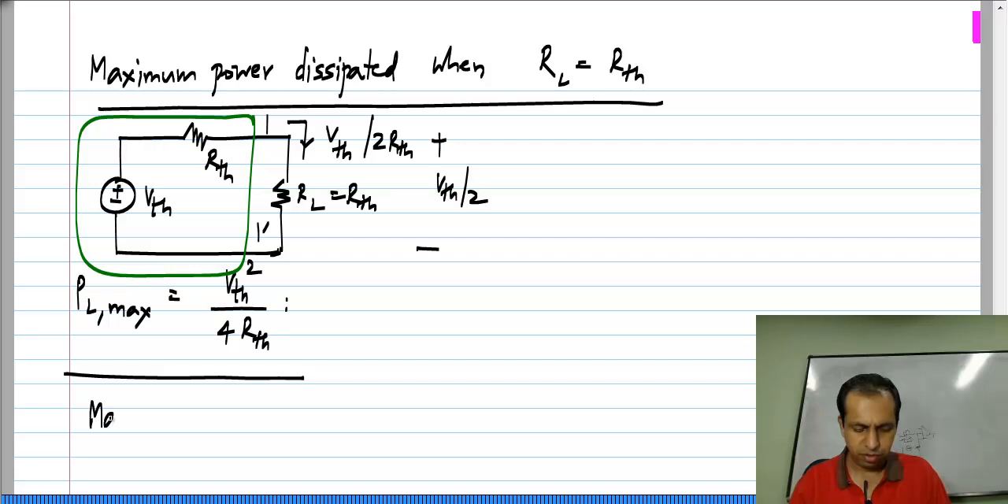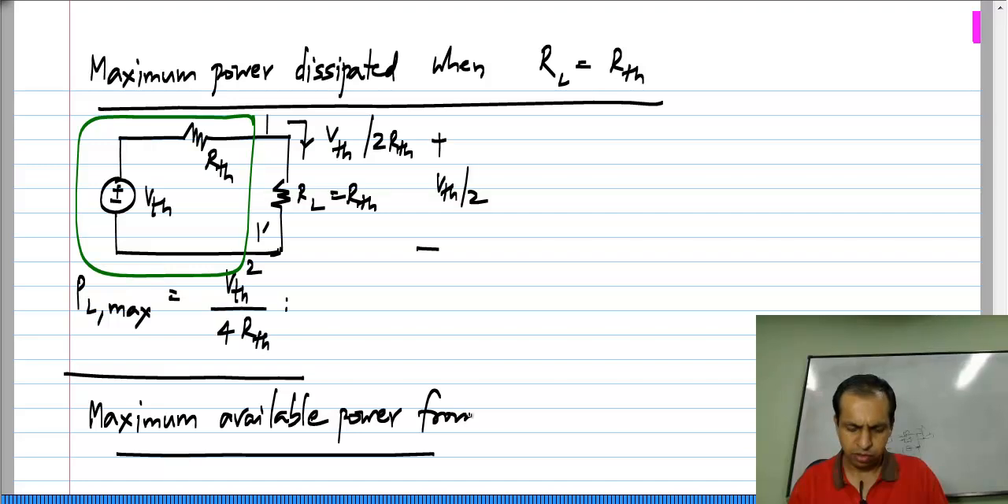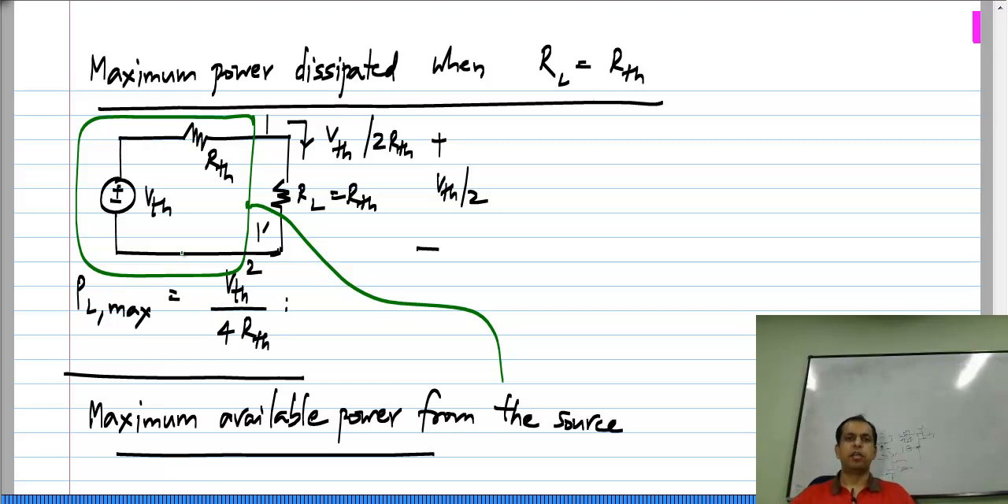this is known as the maximum available power from the source. By source, I mean this part, the combination of VTH and RTH, which could be by itself like that. That is, you could have a voltage source in series with a resistance, or it could be a representation of a very complicated circuit. We know that any complicated circuit can be represented in this form, a voltage source in series with a resistance. So, whatever it is, the maximum available power from the source is this much. That is, if you do all you can to maximize the amount of power drawn from the source, this is what you will be able to draw.